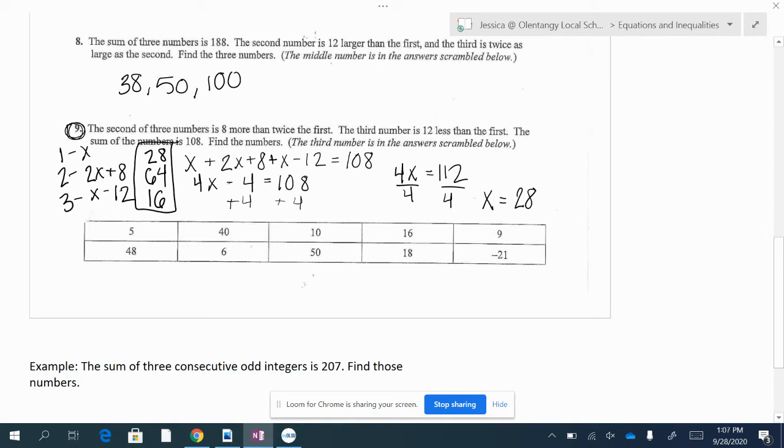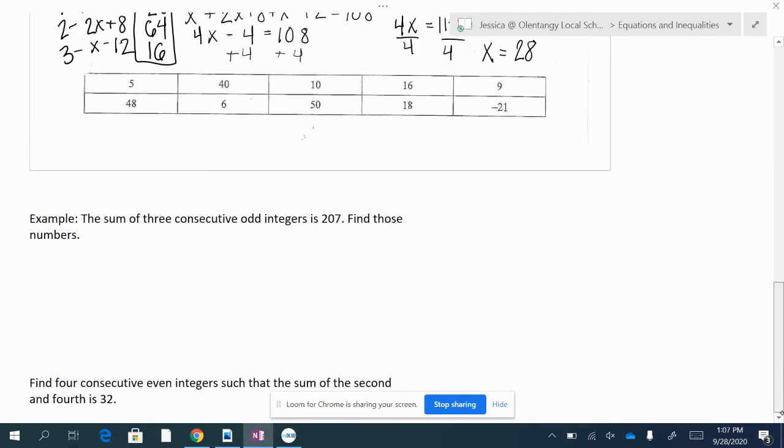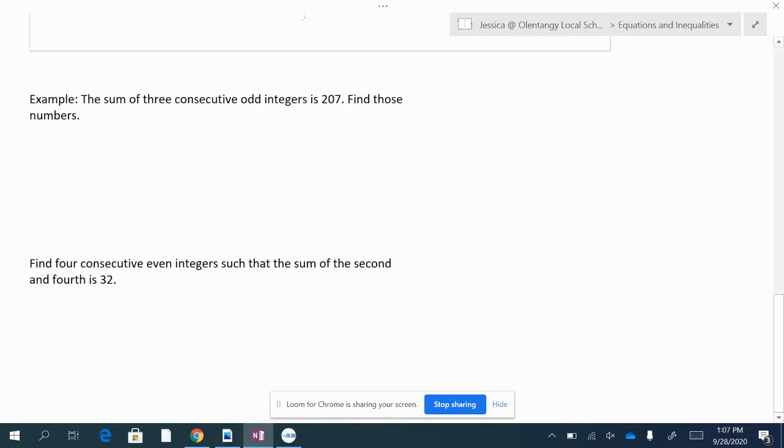And then I wrote some good ones down here for us to try. So these two right here, the first one says the sum of 3 consecutive odd integers is 207. Find those numbers. Okay, so we're looking for 3 consecutive odd integers. So my first, second, and third. We're looking for 3 numbers, and they're supposed to be odd.